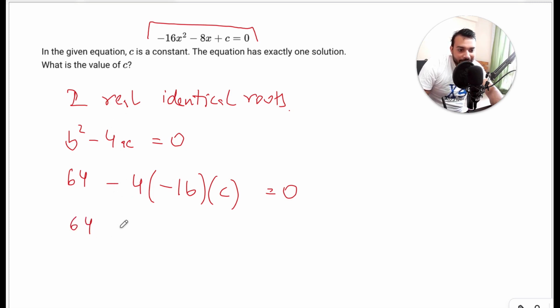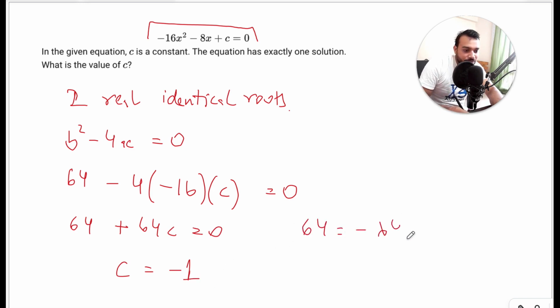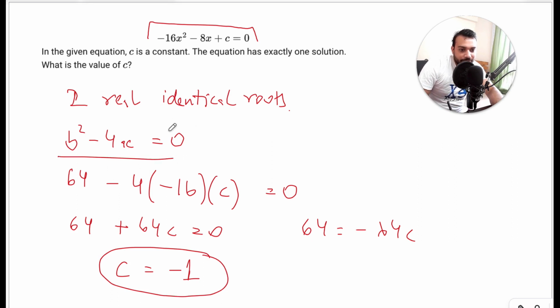64 plus 64c is equal to 0. So c is equal to negative 1. When you transfer this to the other side, 64 is equal to negative 64c, and c is negative 1. That's the answer. Okay. So the determinant equal to 0 means two identical roots, greater than 0 means two real and distinct roots, and less than 0 means no real roots.